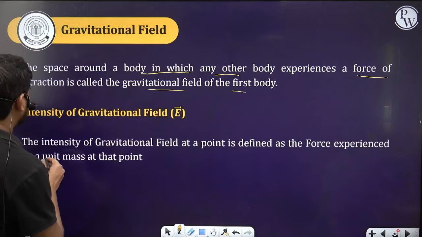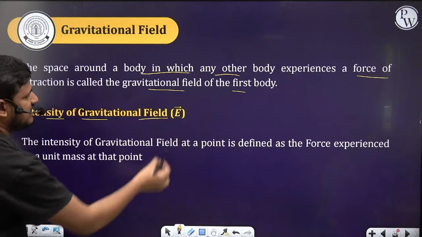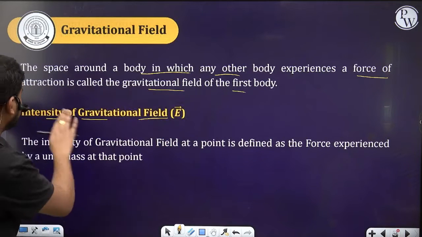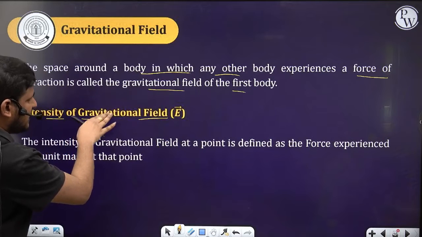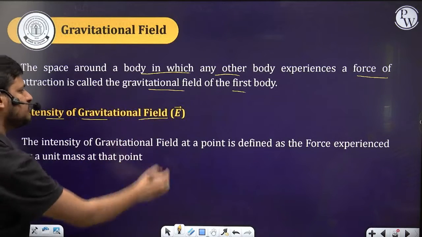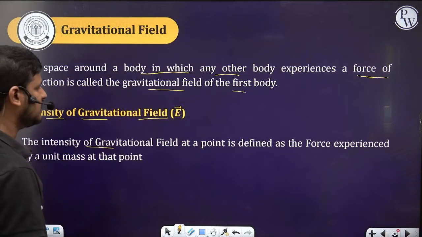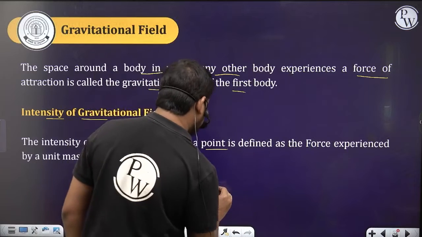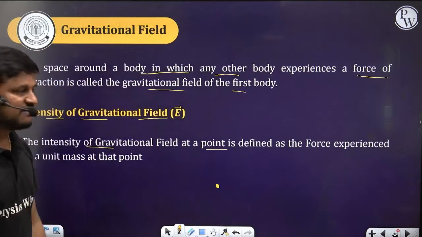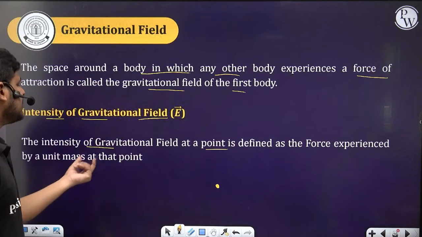Now what is the intensity of gravitational field, which we denote with E? In class 12th we again come across the intensity of electric field. There also it is denoted with E only. It's also a vector quantity. The intensity of a gravitational field at a point is defined as the force experienced by a unit mass at that point.